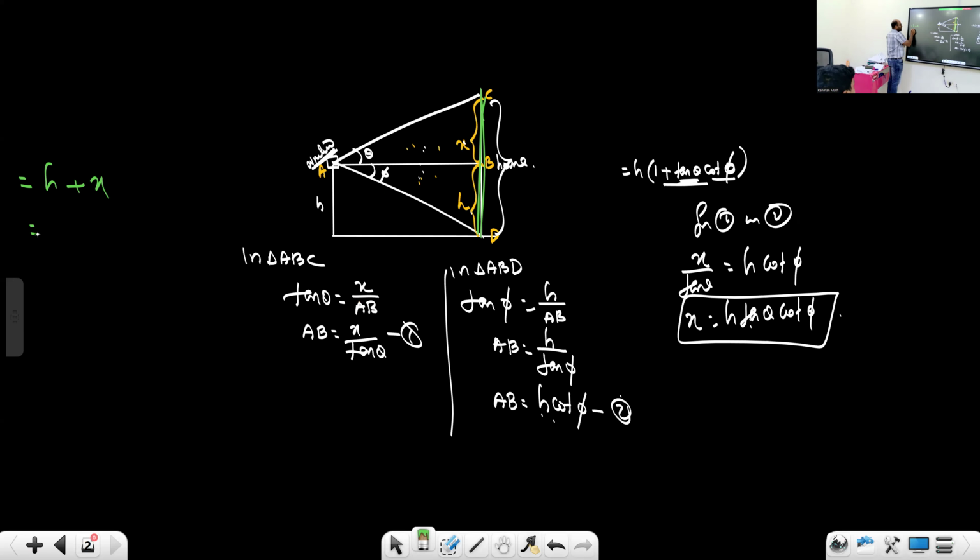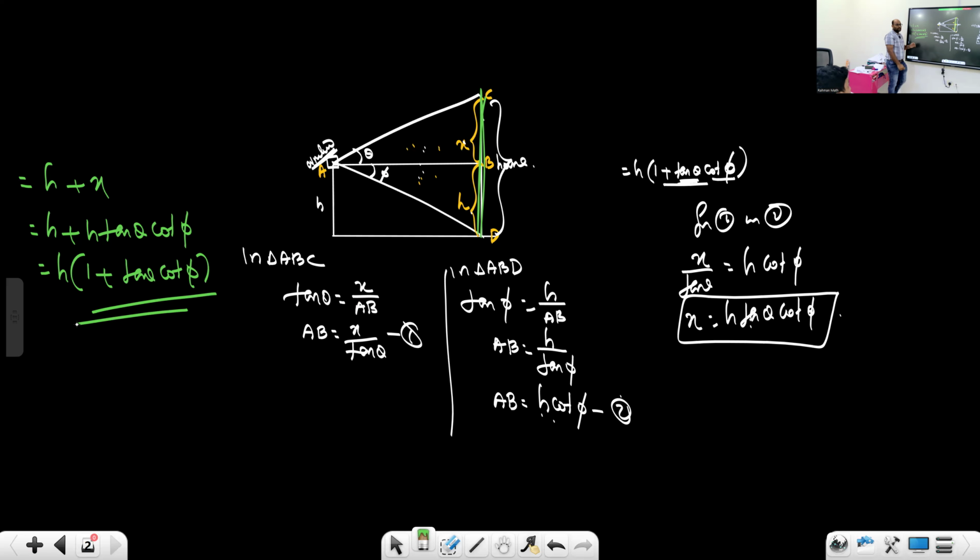So that will be what? H plus, what is x? Just now you got x. Avinitha, tell me what you got? H tan theta cot phi. What is common? H, I took it outside. So 1 plus tan theta cot phi will be the output. Clear or not? Everyone understood, I think. When you take h common, there will be a 1. Don't forget about that. I hope everyone understood this one.